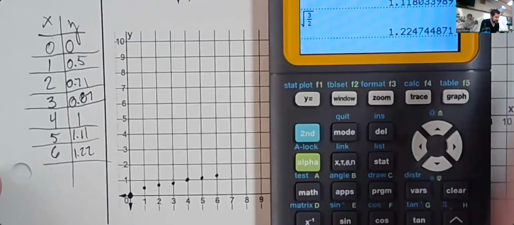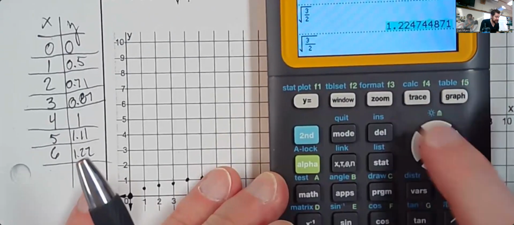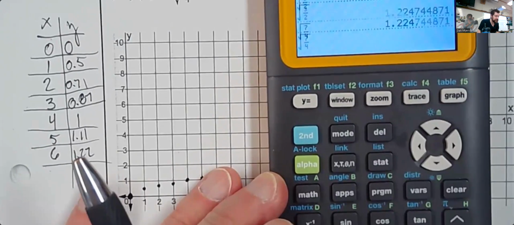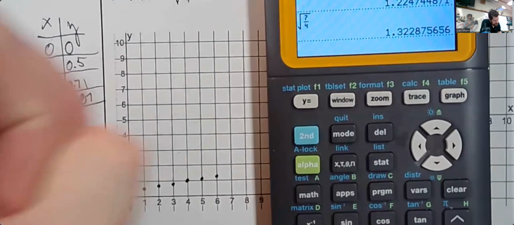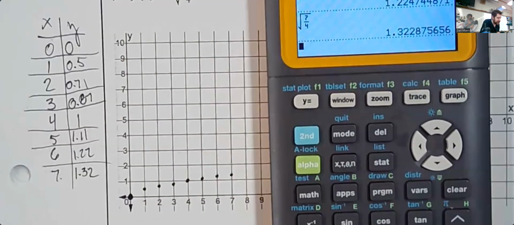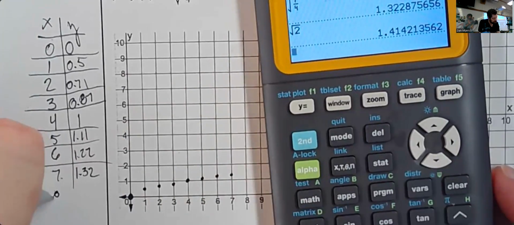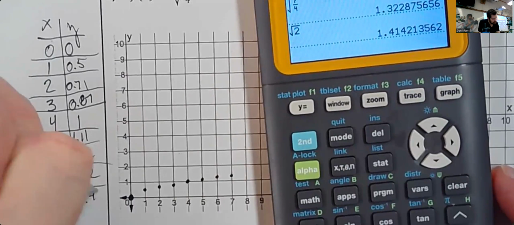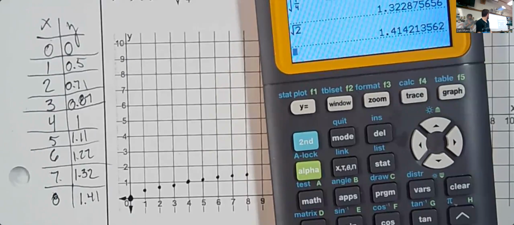7 would be 7/4, so the square root of 7/4. Replace that, go back, replace 3 with 7, 2 with 4. 1.32, so 7 would be 1.32. That's not much higher, about right there. 8/4 would be 2, right? So that'd be the square root of 2. So I'm just going to type in the square root of 2. That's 1.41. A little bit higher there. And you can see it's starting to almost level off a little bit.